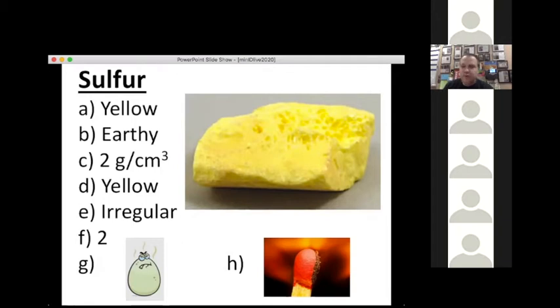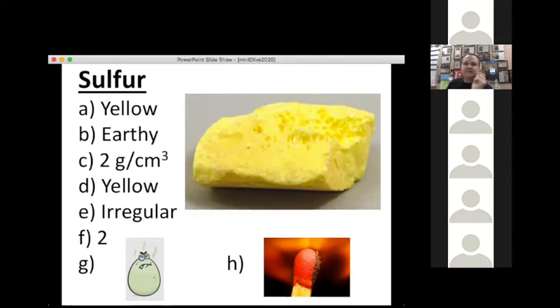Letter G, I asked about its smell. Now, pure sulfur all by itself does not actually have a smell. But when sulfur changes chemically, it smells like rotten eggs. If you burn it, it smells really bad, stinky, makes you want to leave the room. The sulfur smells gross. Yuck.